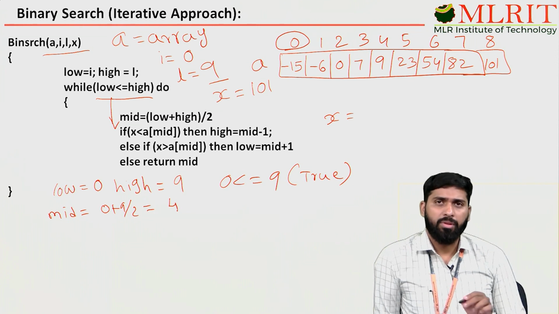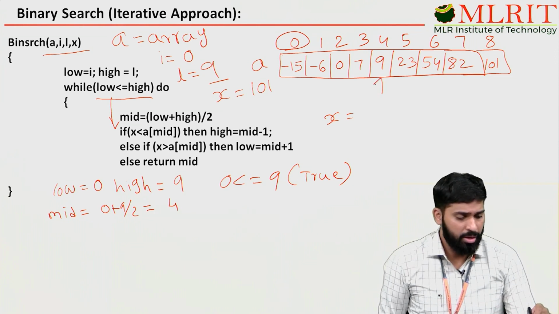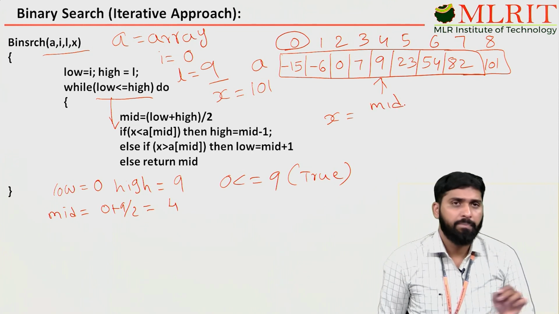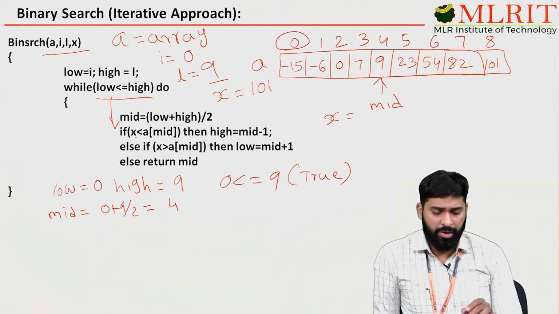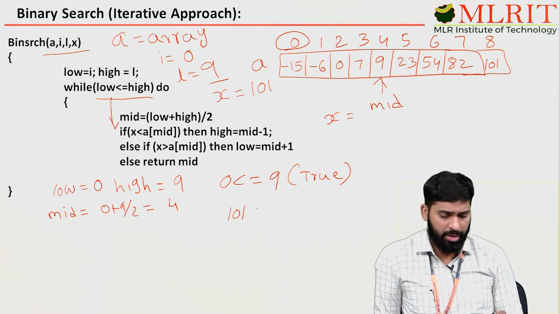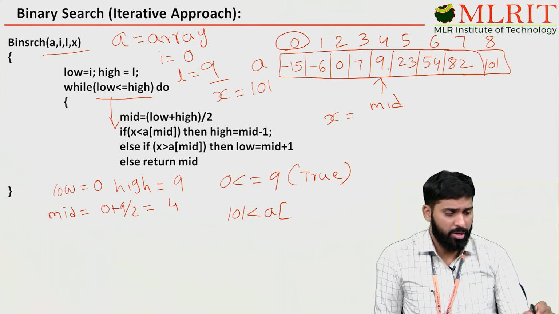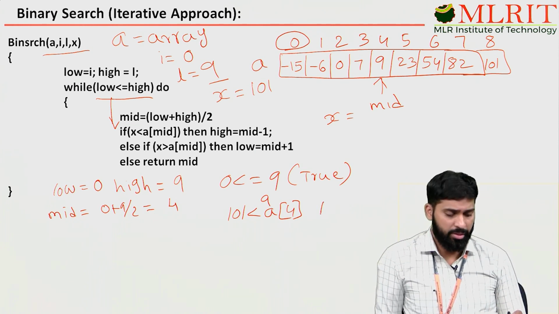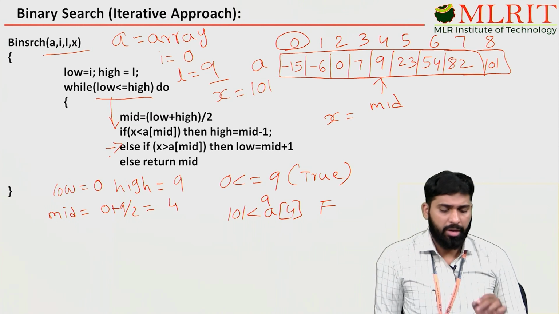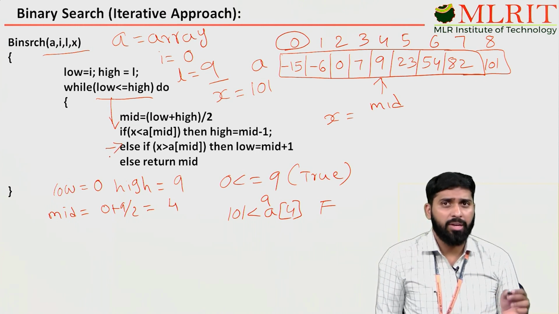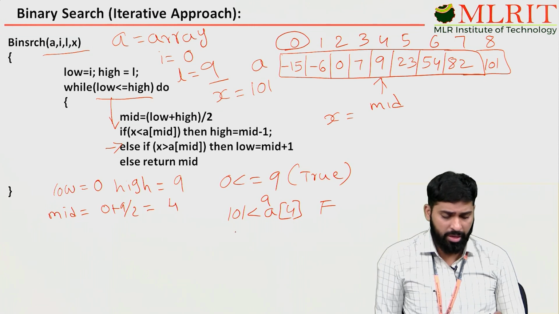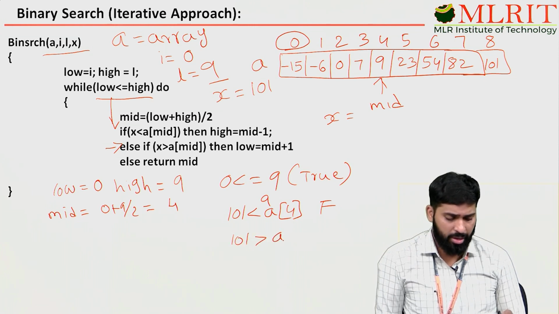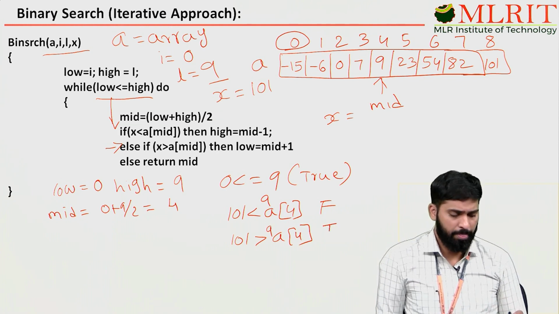Now this is the mid. Now you compare: what is the x value here? X is 101. Is 101 less than A of mid? What is A of mid? A of 4 means 9. So 101 less than 9 is false. So go to the else if: compare whether x is greater than A of mid. 101 greater than A of 4, which is 9. It is true.